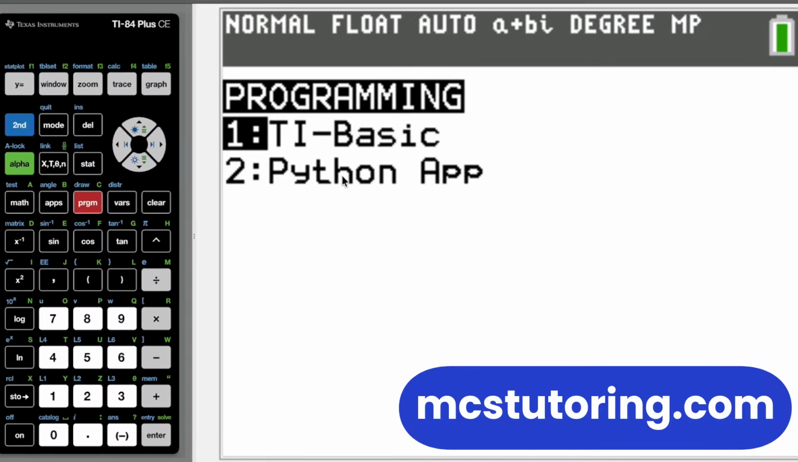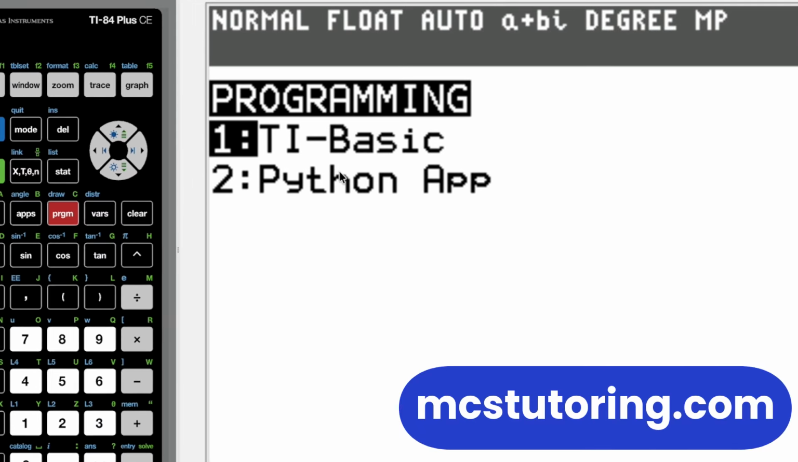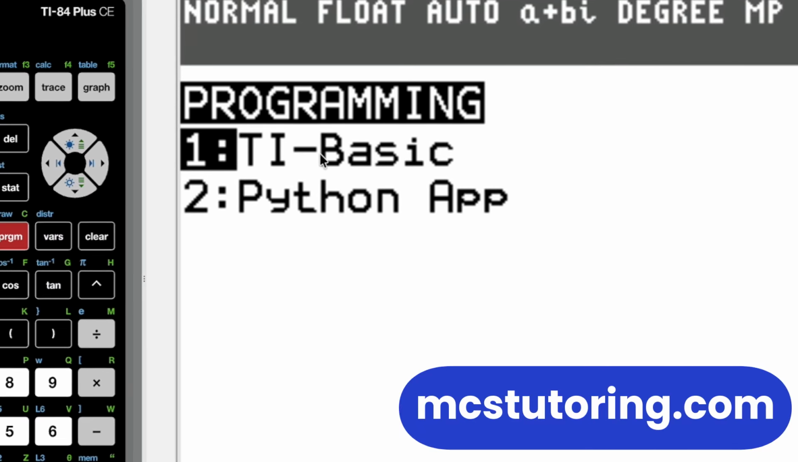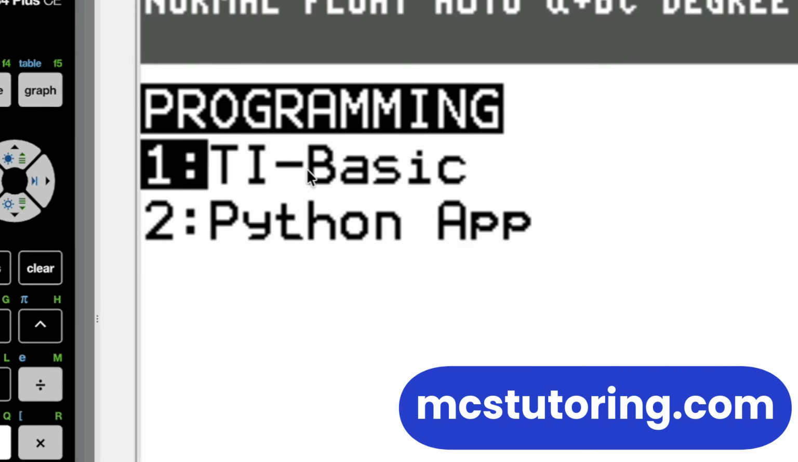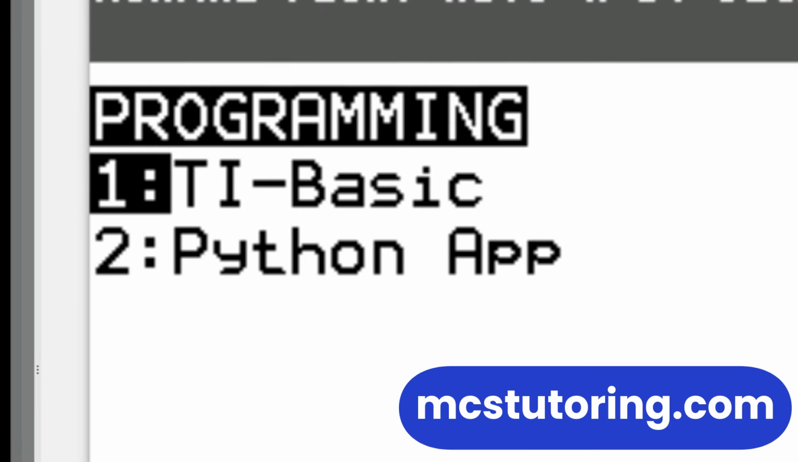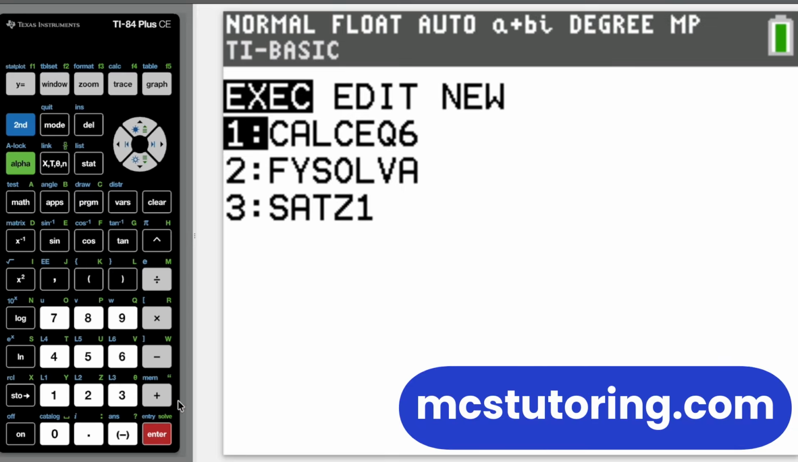And then if you do have a Python calculator, it's going to give you this choice. Otherwise, it's going to be TI Basic if you have just a regular TI-84 Plus CE. So we're going to select the TI Basic. There we go. We press Enter. And then if you have more than one program, you have to select which one you want. So you can actually just press 1 for Calc EQ6. This is Calculus Equation version 6.